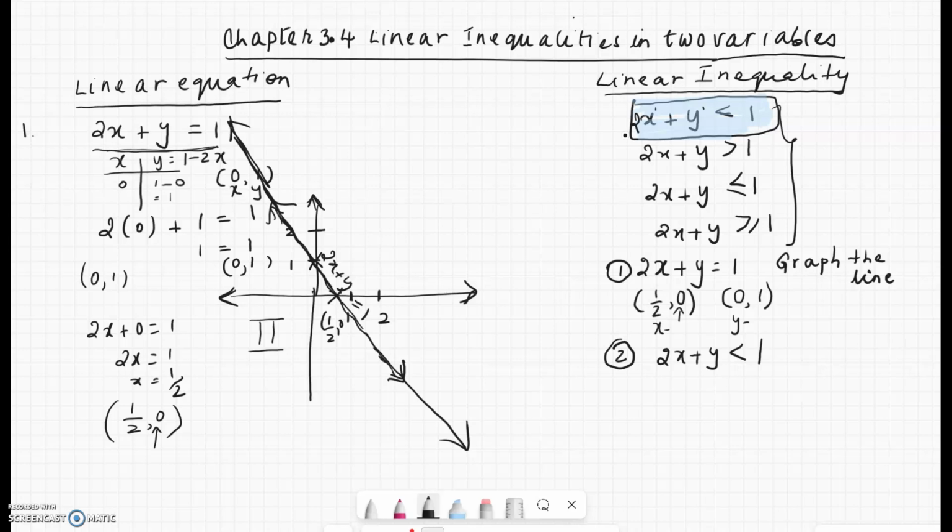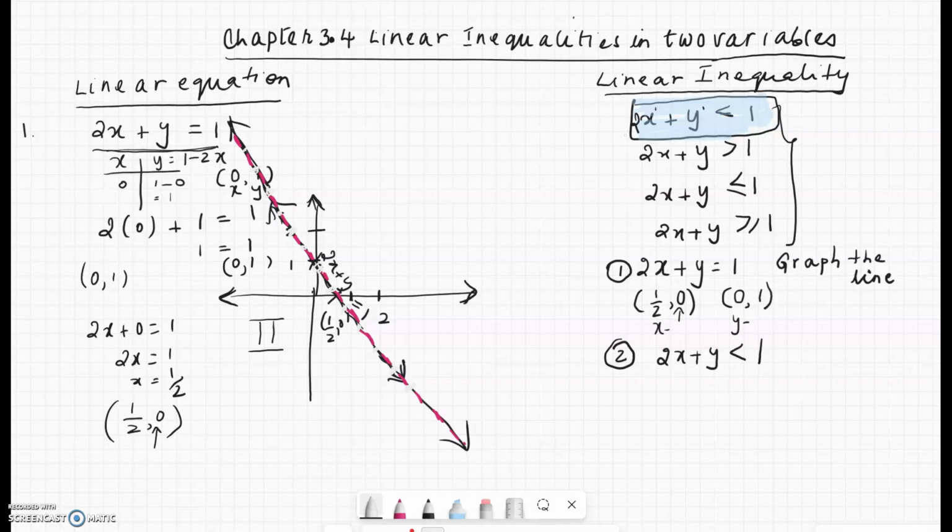So if it's a strict inequality, the line that you see is not a solid line. You have to make it a dotted line because you're not including the boundary in your solution. So make it a dotted line. It's a strict inequality, so graph a dotted line. First you have to graph the line anyway, then put a dotted line through it.